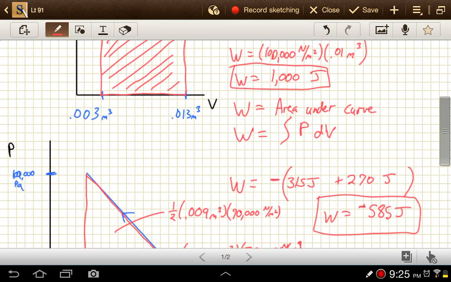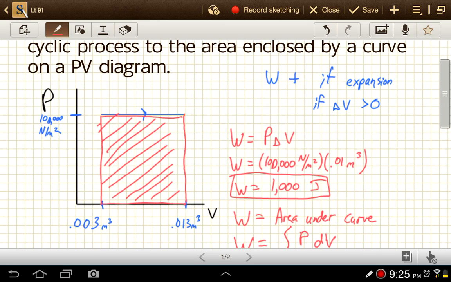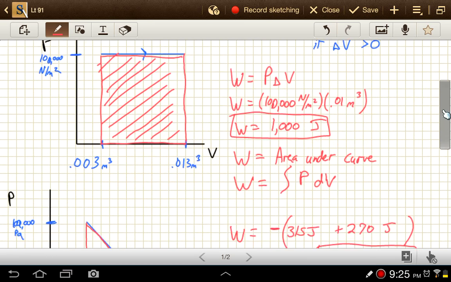Now, if we made this one a cyclical process, we went to the right and then back to the left and then back to the right and then back to the left. Every time we went to the right, we'd do a positive 1,000 joules of work on the surroundings. Every time we went to the left, it'd be a negative 1,000 joules on the surroundings. So for one complete cycle, we'd have a total work of 0. And the same is true here.